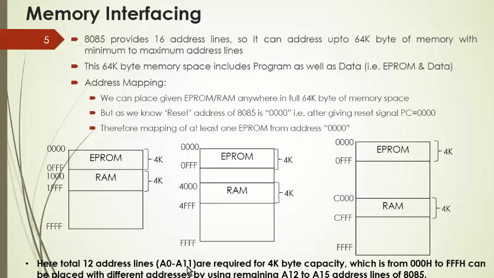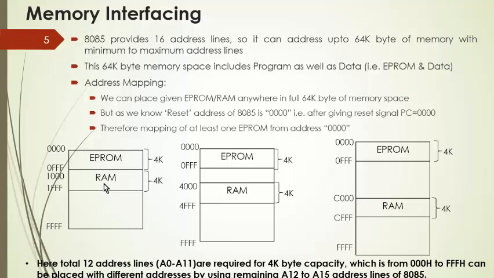So as far as this 4 kilobyte of memory capacity is concerned, we require 12 address lines. So suppose we are using the 12 address lines, that is A0 to A11, then what about the remaining lines, that is A12 to A15? So the remaining A12 to A15 address lines we are going to use to map the RAM IC starting from different memory locations.